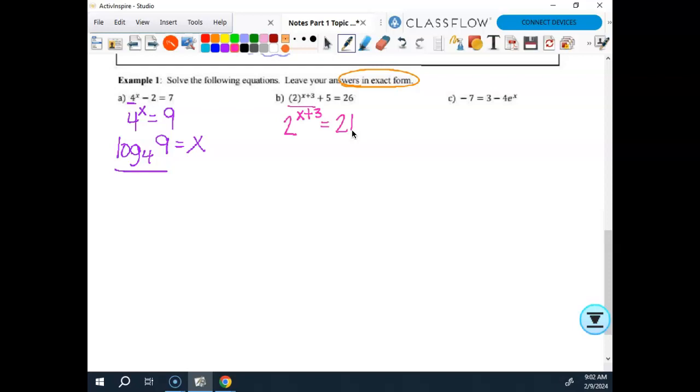What am I going to do next? Rewrite it. So I'm going to have log base 2 of 21 equals x plus 3. Am I finished? No. I got to subtract 3 from both sides, so I'm going to get log base 2 of 21 minus 3 equals x. Does that become log base 2 of 18?